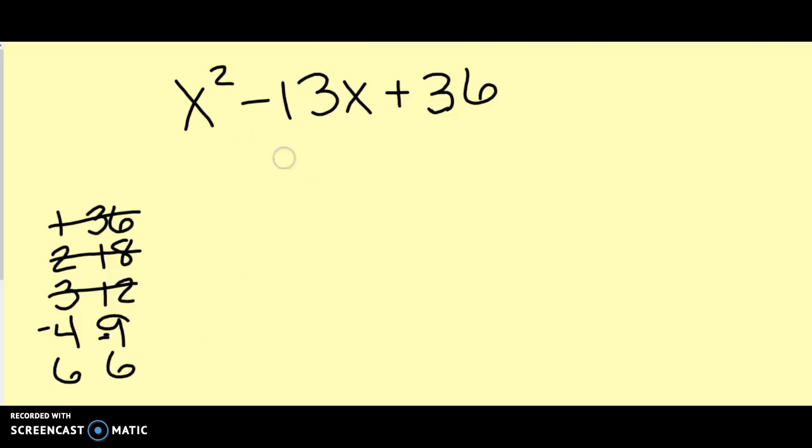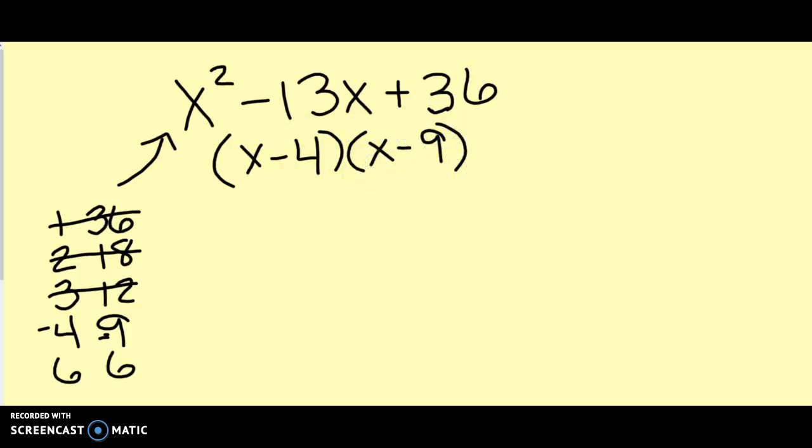So the way I showed you in class, really it is simple, but you've got to remember this only works when you have a leading coefficient of 1. So basically your factors are x minus 4 and x minus 9, and it doesn't matter what order you put these factors in because they're commutative. You can go back and multiply and make sure that they're right.